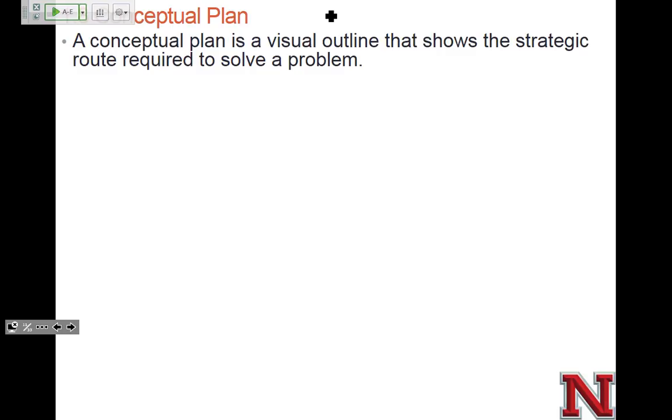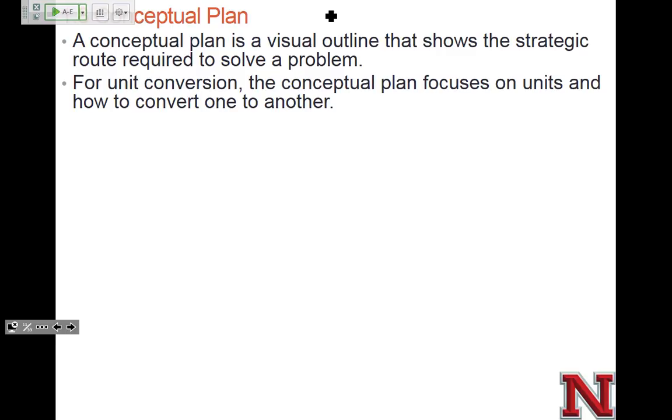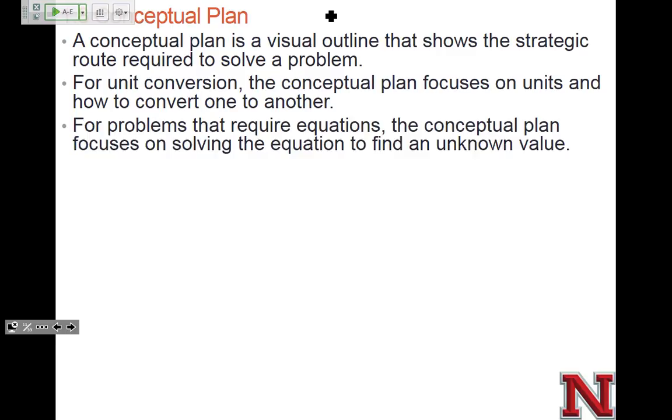So I am going to do it, and I always do my work on the computer so it will show on the videos. But I'm going to teach this as a conceptual plan. This is just a visual outline for our strategy to solve problems. It's going to seem a bit tedious at first for easy problems, but it really helps later on. And again, you don't necessarily have to go through a conceptual plan, but that's the way I'm going to teach it so everyone in the class can follow me. So our unit conversions will focus on our units and how to convert and what relationships we know.